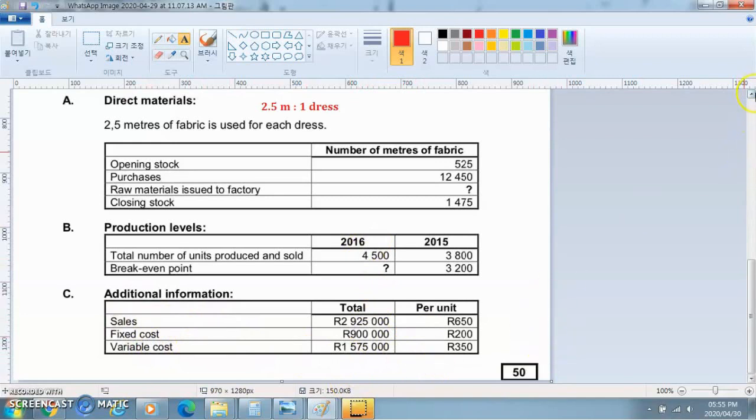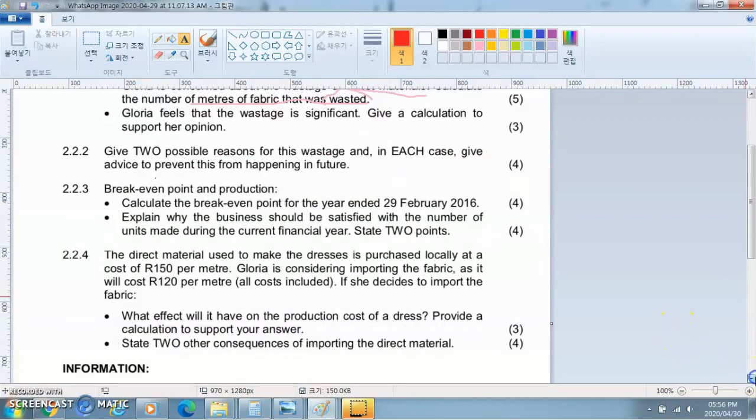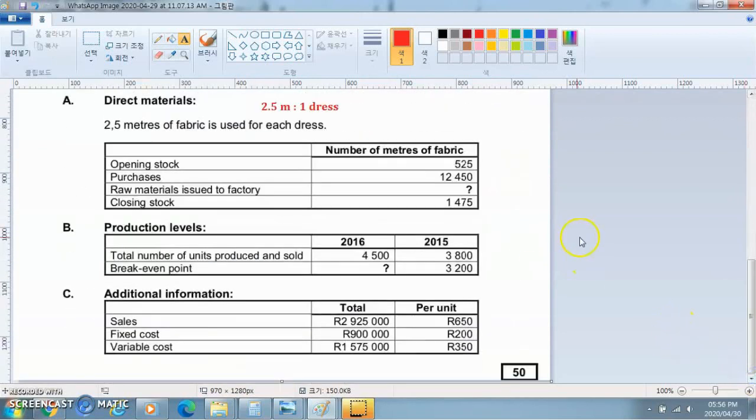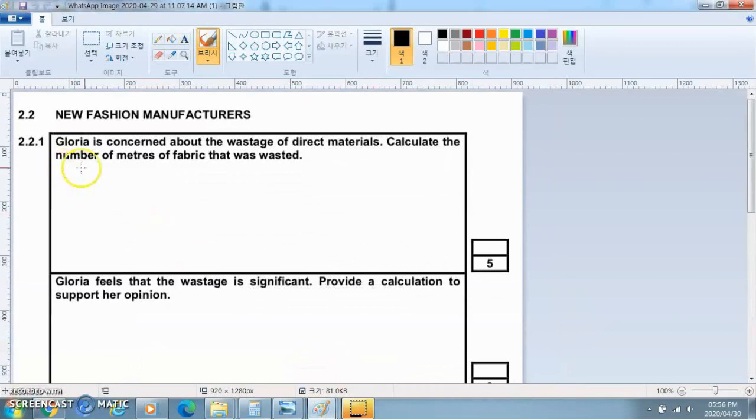Okay, so now let me reread the question one more time. The question says Clara is concerned about the wastage of direct materials. Calculate the number of meters of fabric that was wasted. You get it? So they're saying Clara feels that the wastage is significant. Significant, maybe it's big. Okay, so we will not know that unless we do the first one first, right? So now we are calculating the wastage. Okay, how to calculate the wastage here? We are given the workbook.